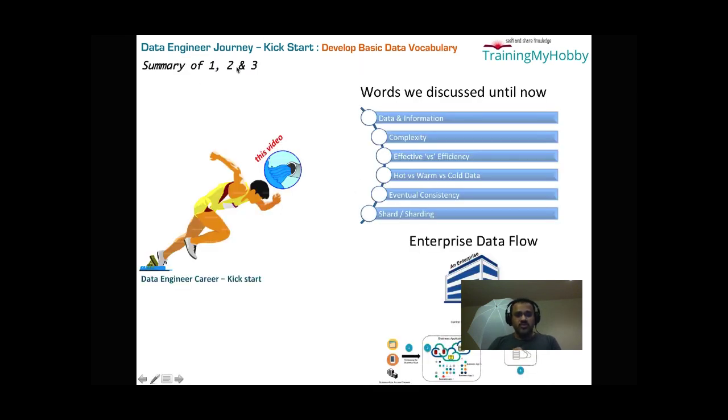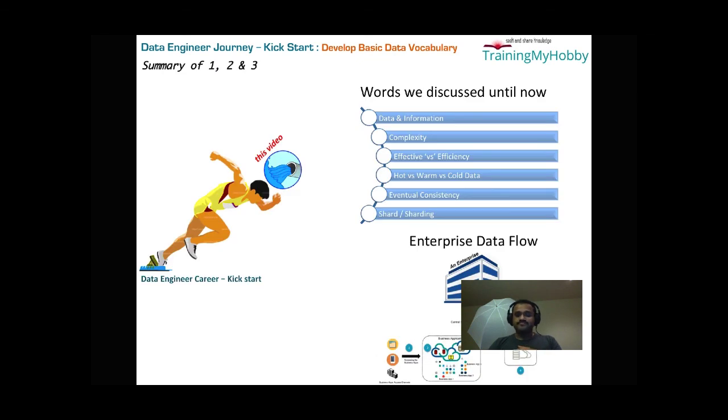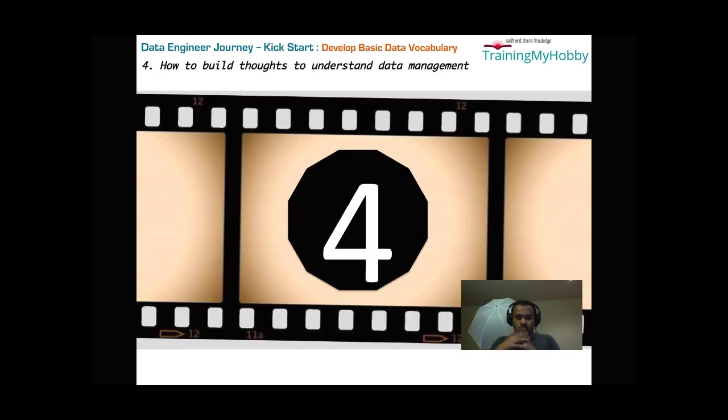So, summary of 1, 2, and 3. We learned about some core words. We understood the enterprise data flow, and we also learned about the core words like eventual consistency, sharding, and data analytics. Right? Now comes the fourth.